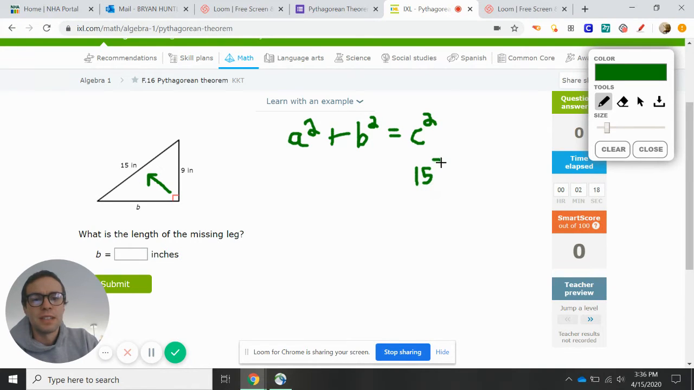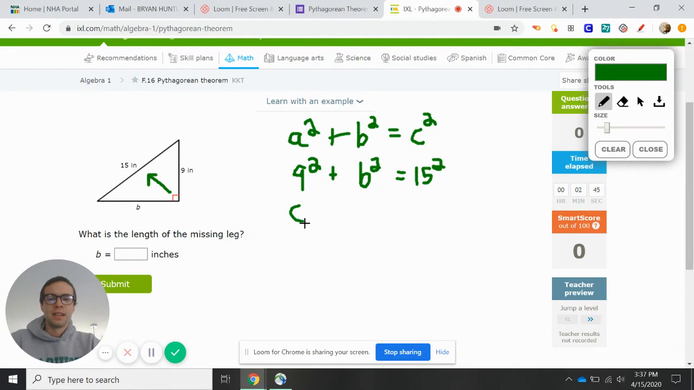So it's going to be 15 squared equals, and then my B, they have it as the unknown. So it's going to be B squared. And then the other, we call it the leg of the triangle, the one that makes the right angle, is 9. So I'm going to replace my A with 9 squared. And then we just have to solve this for B. That's what they're looking for. They're looking for that missing link. So I would solve this.